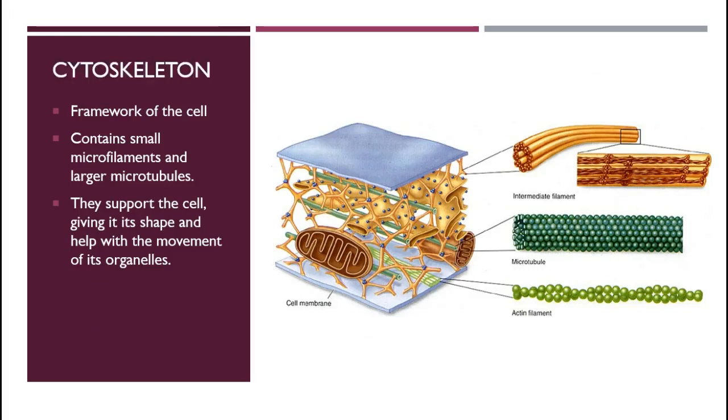Cytoskeleton. The cytoskeleton gives the cell a shape. It acts as a framework of the cell. It contains small microfilaments and larger microtubules. They support the cell, giving it a shape and helping with the movement of the organelles.